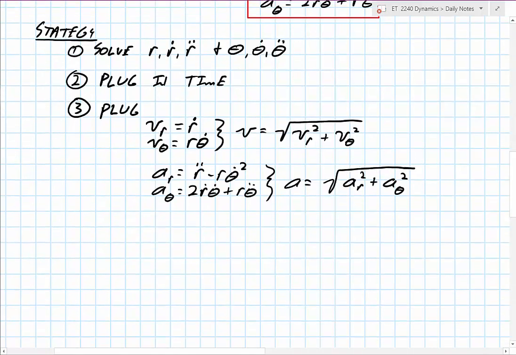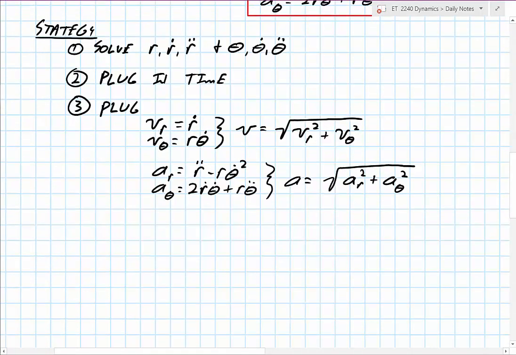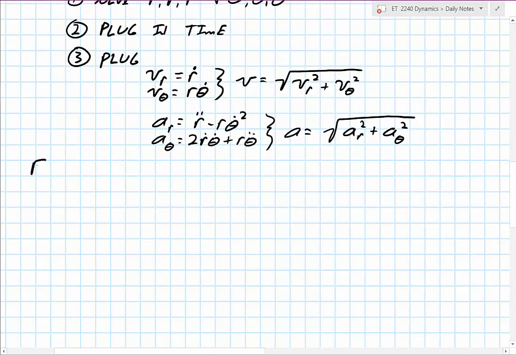Let's do a quick example to show how this goes, and you should be on your way. So for an example, let's say I have a particle and I'm given that the radius is a function of time, which looks like 2 times the cosine of t.